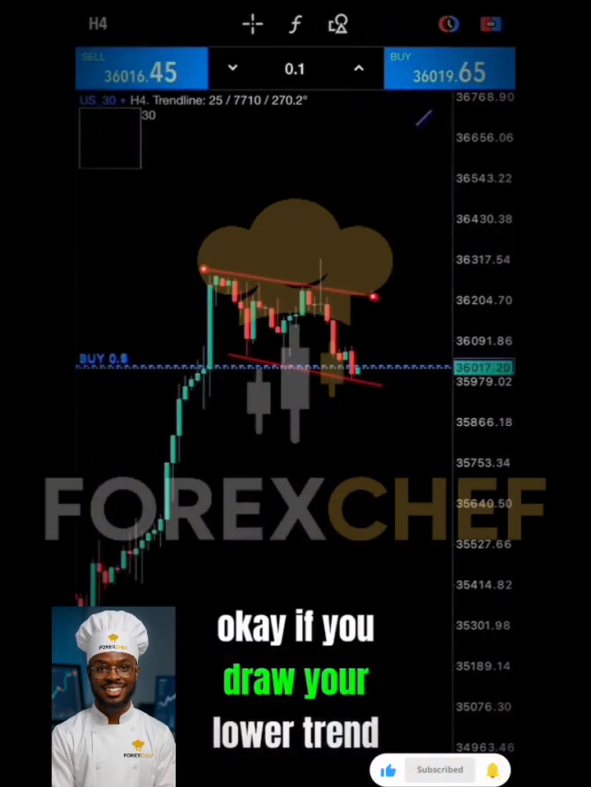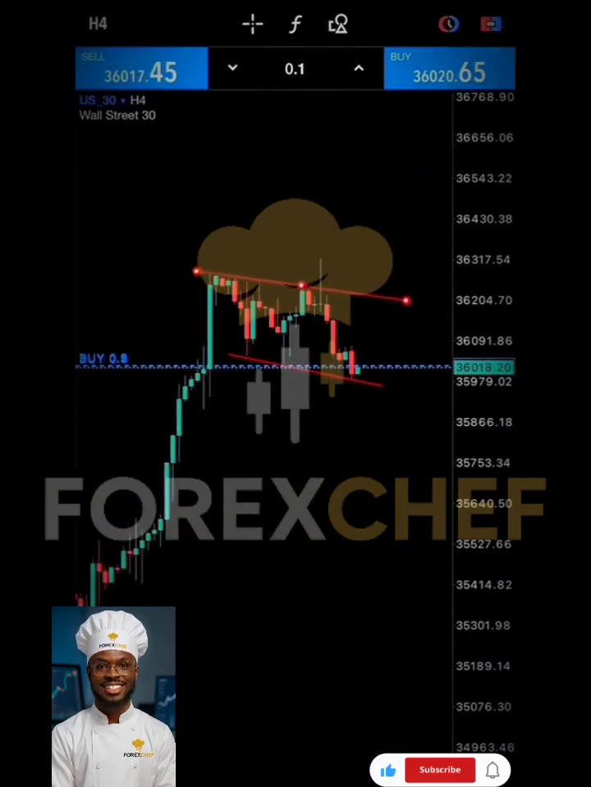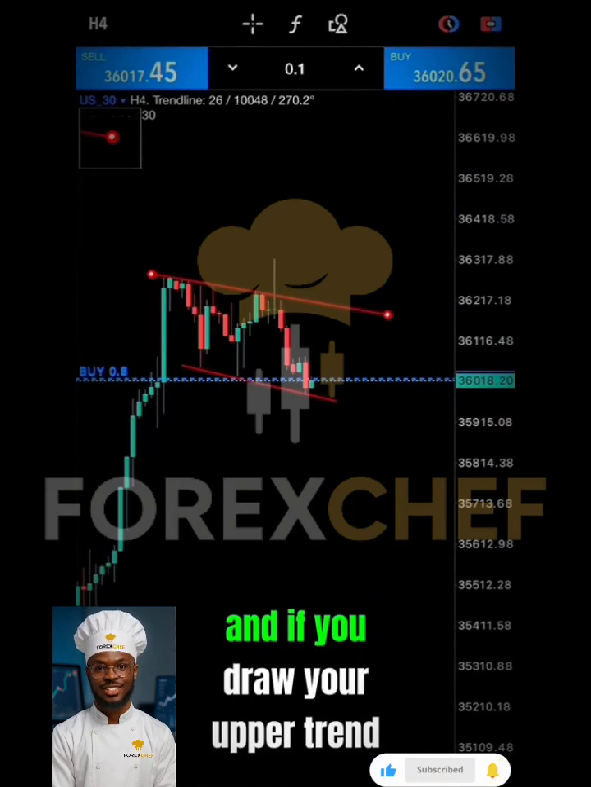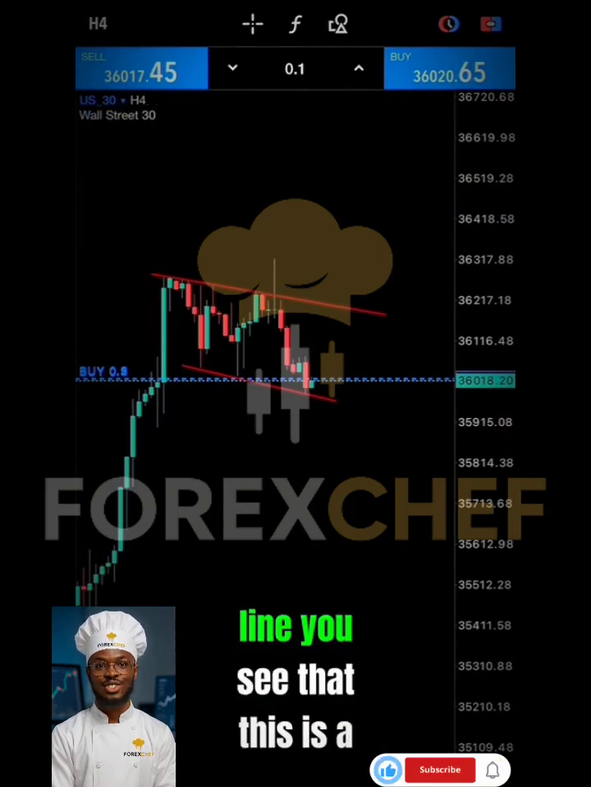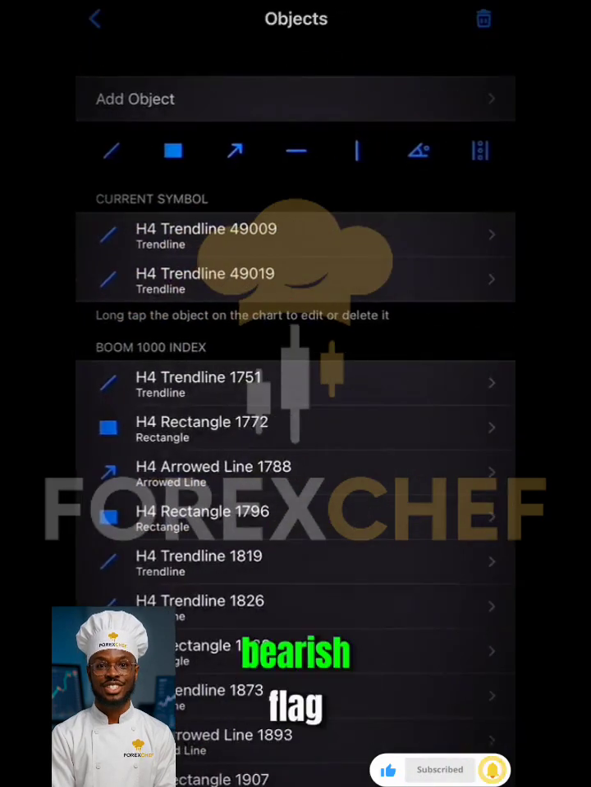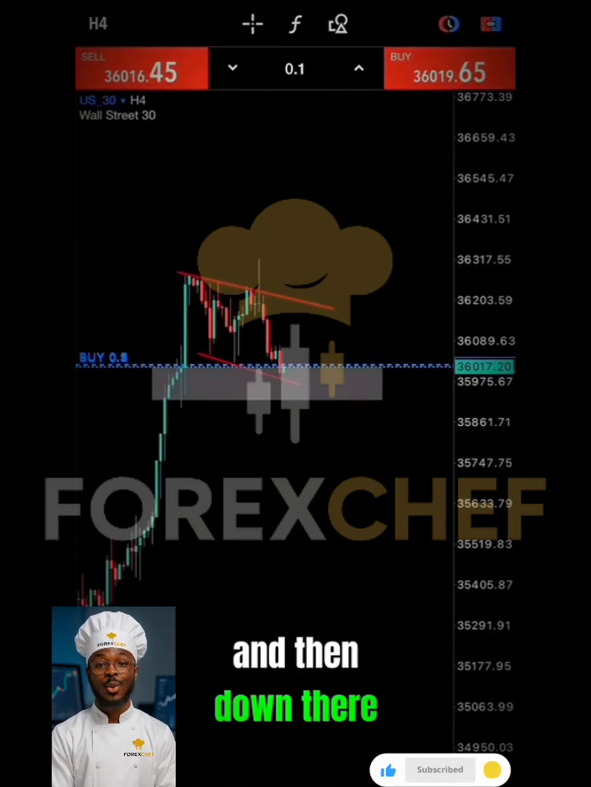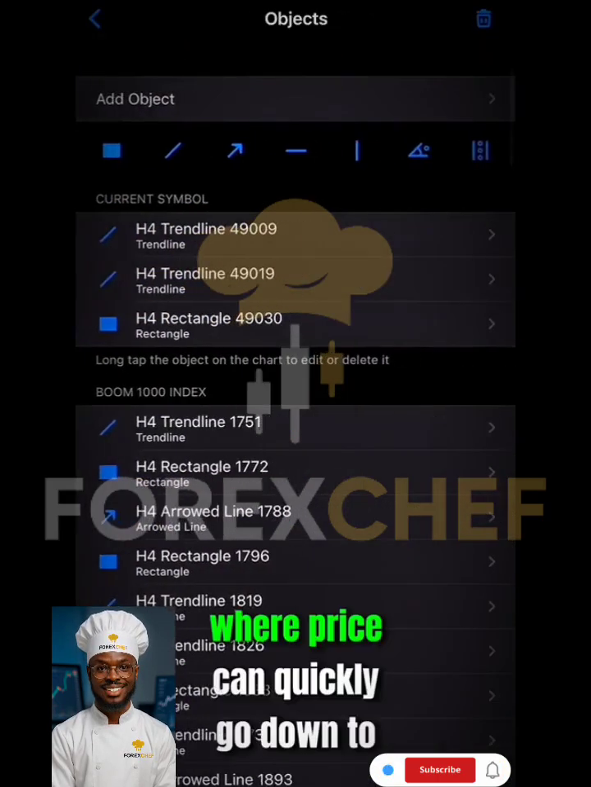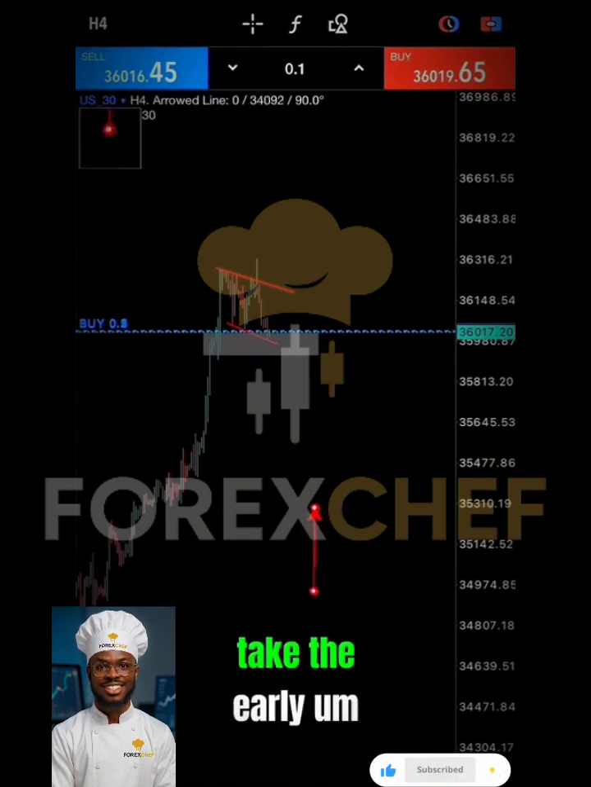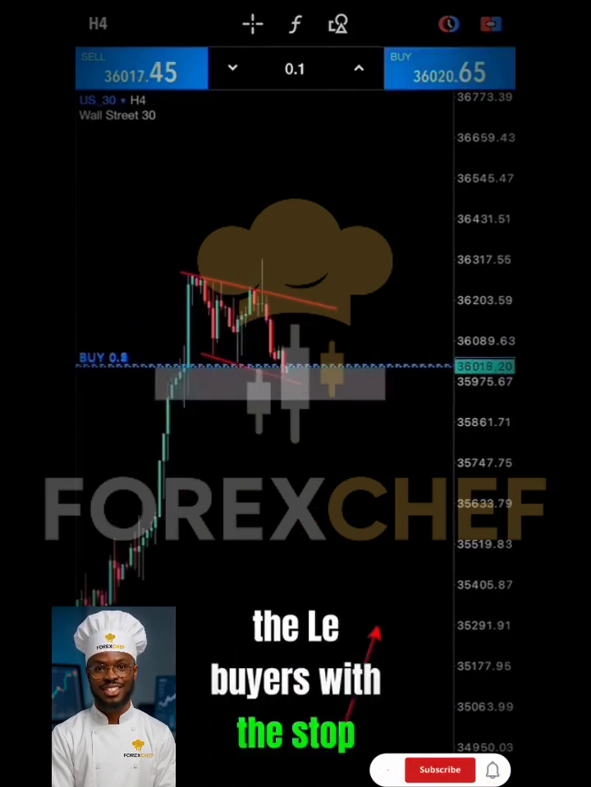Okay, if you draw your lower trend line here, and if you draw your upper trend line, you see that this is a bearish flag, so it's about to go bullish. And then down there, you try to find your rally base rally where price can quickly go down to take the early buyers with the stop loss takers.